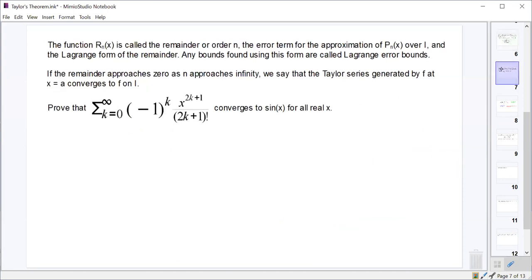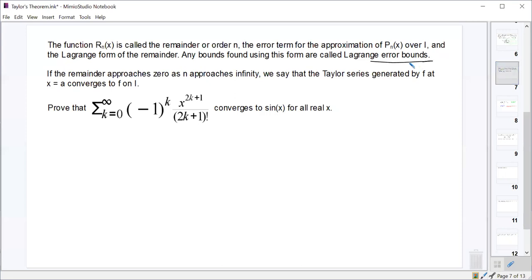Okay. So what we're going to do is take the series for sine and prove that sine x converges for all real x. Now, I know we already said that it does, and we even said it converges for all complex values, and we did all this fun stuff with it. But we're going to prove that this is true by using the Lagrange error bound, right?